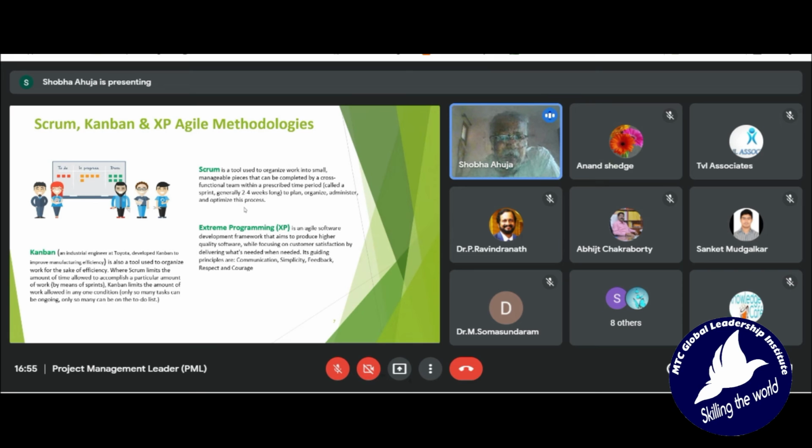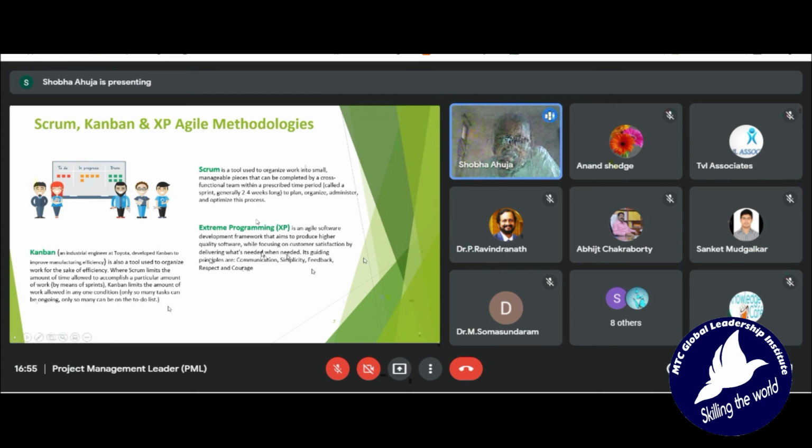Well, there is another term. Extreme programming is an agile software development framework that aims to produce high-quality software and focuses on customer satisfaction by delivering what is needed, when needed. Its guiding principles are communication, simplicity, feedback. You do recall some time back you were all saying these things: communication, simplicity, feedback, respect, and courage.